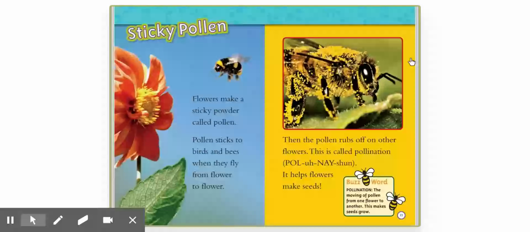Sticky pollen. So I'm thinking this section's going to be about pollen. You got it. Flowers make a sticky powder called pollen. Pollen sticks to birds and bees when they fly from flower to flower. Then the pollen rubs off on other flowers. This is called pollination. Let's clap that word out, friends. Ready? Pollination. Good job. It helps flowers make seeds.